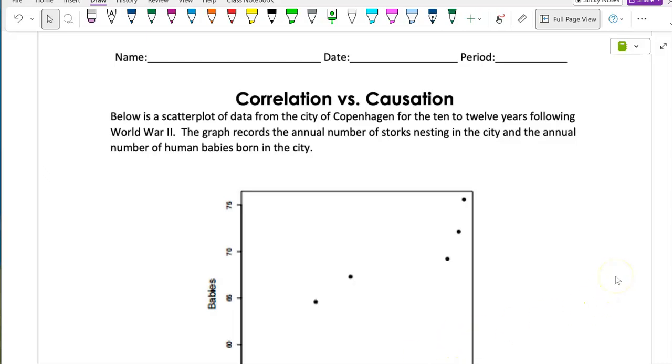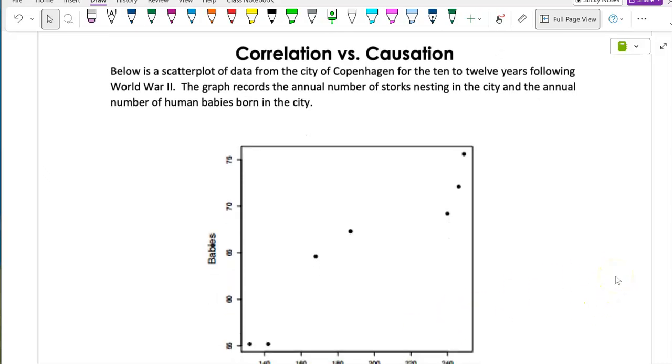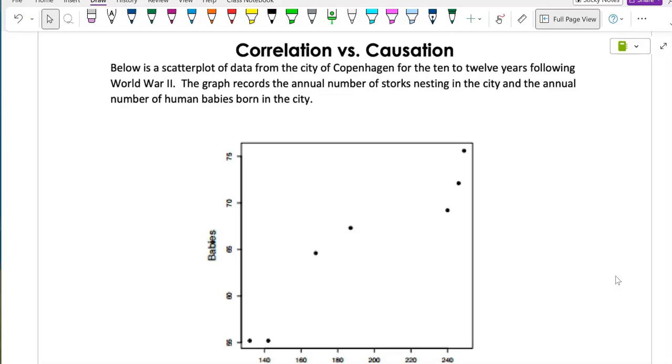All right, so we started talking about correlation versus causation yesterday, and that there is a difference between the two, that you can have a correlation or a relationship, but that does not imply that one automatically causes the other. All right, below is a scatter plot of data from the city of Copenhagen for the 10 to 12 years following World War II.